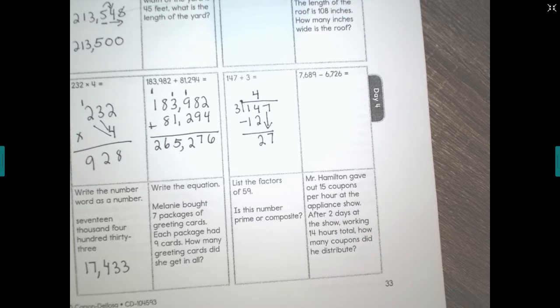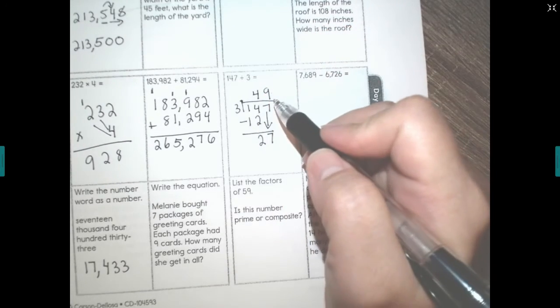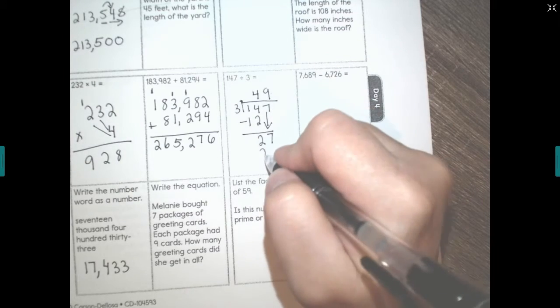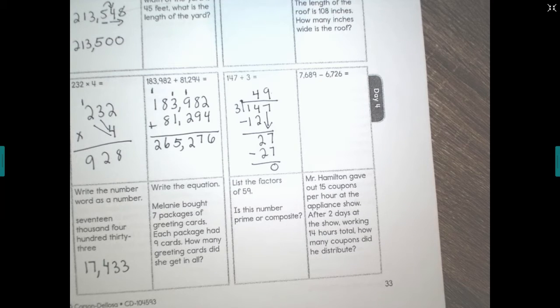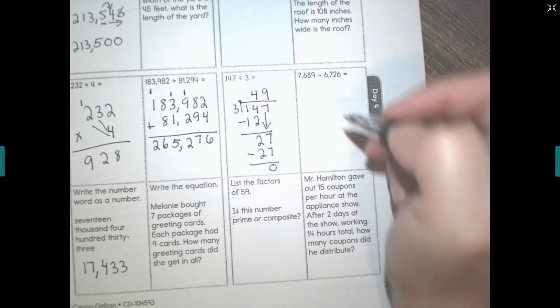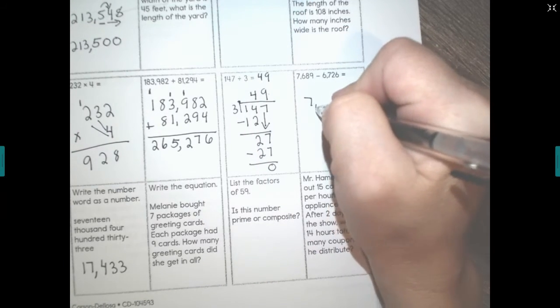27 divided by 3. Or, what times 3 gives me 27? And the answer is 9. Now we multiply. So we divide it. 9 times 3 is 27. Now we subtract, and we have 0. So we have no remainder. Our answer is 49, which is our quotient.